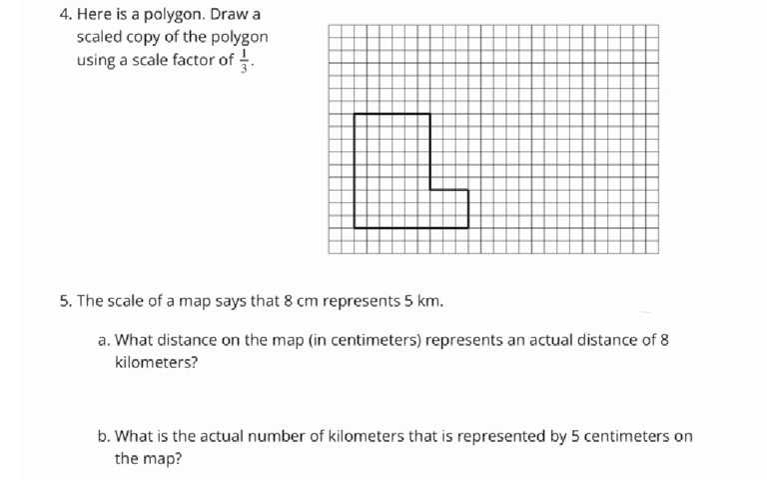Question 4 says, here's a polygon. Draw a scaled copy of the polygon using a scale factor of 1/3. So I know that this means my picture is going to get smaller because I have a scale factor less than 1. First thing I did was count all of the side lengths of my original picture here, and I color coded them. So here I can see that really I only have 3 different numbers that I need to multiply by 1/3.